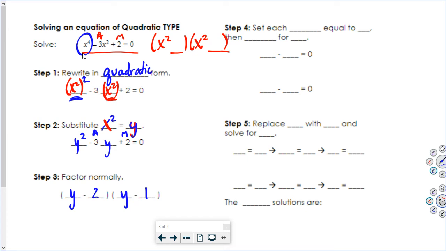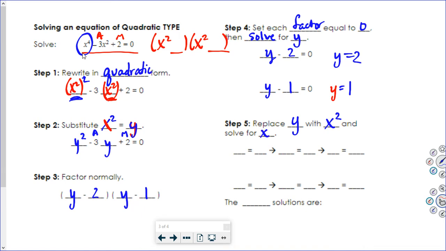Okay, again, what we're going to do is set each factor equal to 0 and then solve for each. Notice here, instead of solving for x, what we're actually solving for is y. So we have y minus 2 equals 0, y minus 1 equals 0, so we get y equals 2, or y equals 1. Okay? And then what you're going to do is substitute back your original x squared. So if you notice it says we're going to replace y with x squared and solve for x now.